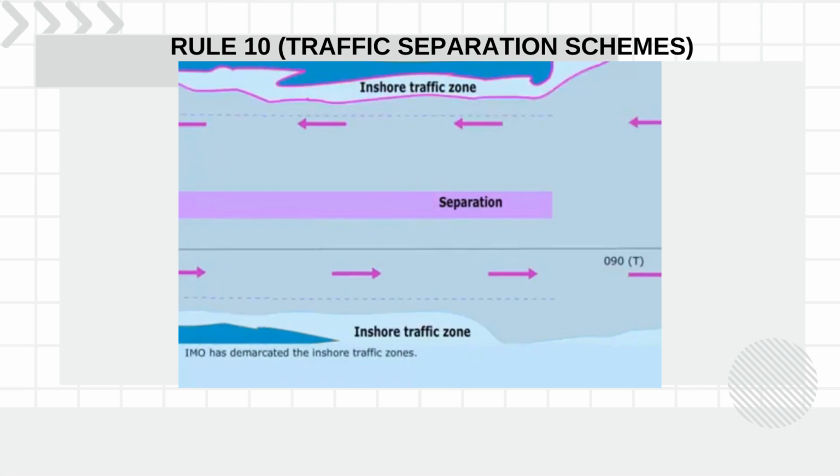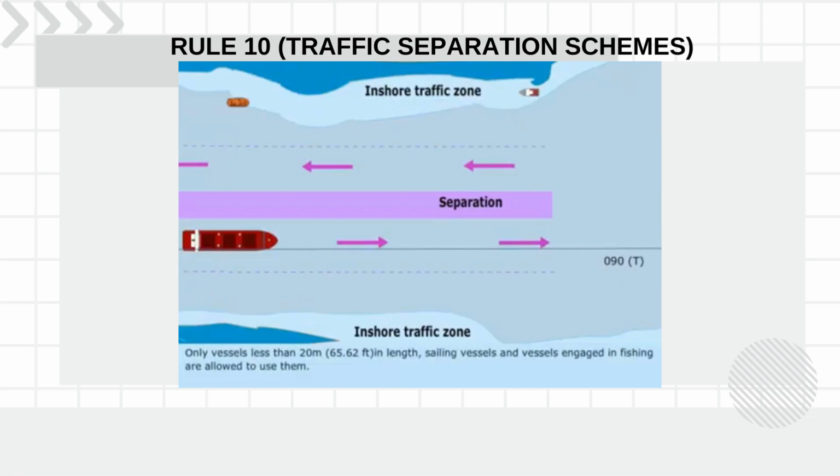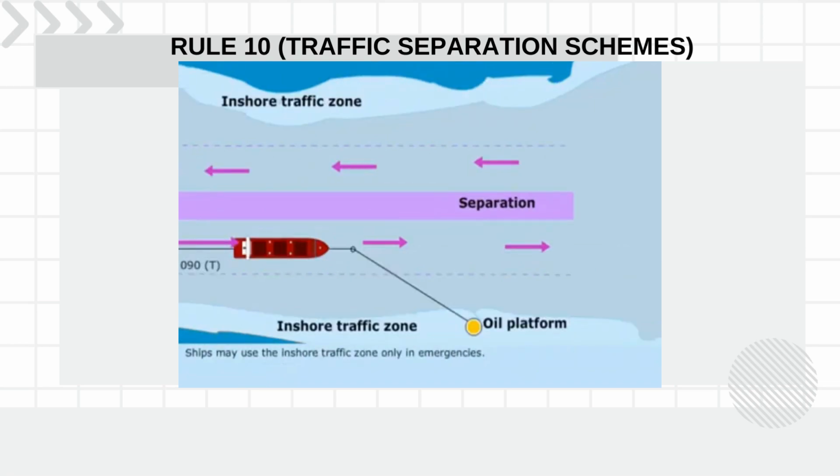IMO has demarcated the inshore traffic zones. These are not to be used by large vessels. Only vessels less than 20 meters, or 65.62 feet in length, sailing vessels, and vessels engaged in fishing are allowed to use them. Ships may use the inshore traffic zone only in emergencies. A vessel may also use the inshore traffic zone in cases when approaching port, offshore installation, or pilot station.